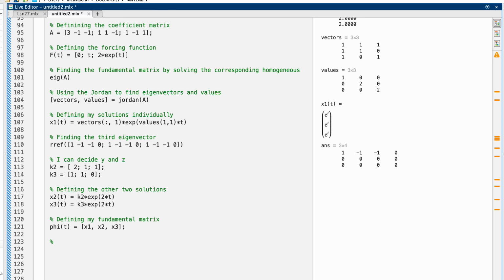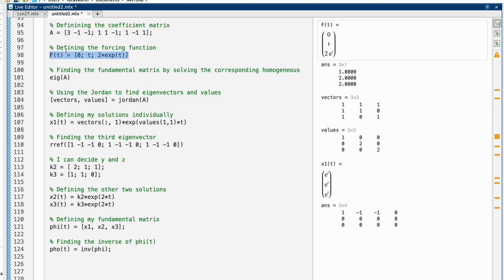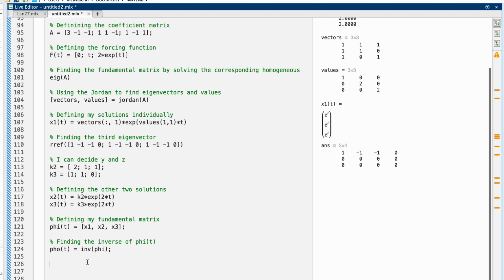Then in part B, they want me to find the inverse. So finding the inverse of phi, I'll call it pho. That's going to be the inverse of phi of t. Oh, we don't even have to write the t. And then, once we have that, they want us to find f of t. F of t, we've already defined it over here, so we already know what that is. And now they want us to find u.